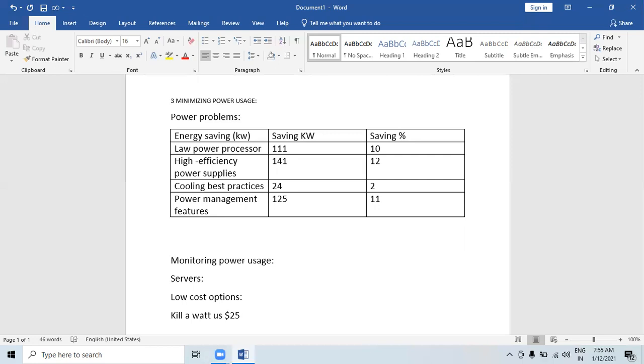So one of these is a $25 product that you plug into the wall and then plug your computer and monitor into the device. The result is that it will show you how much power your device is using.